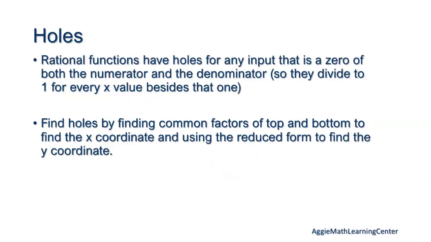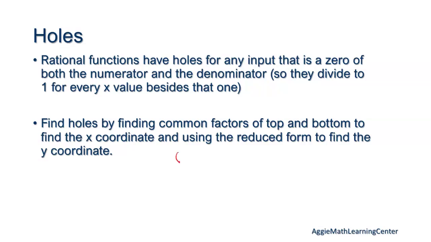So first of all, with holes, rational functions have holes for any input that is 0 of both the numerator and the denominator, so they divide to 1 in factored form. So you find the holes by taking the factored form of the numerator and the denominator, dividing, and if there are any factors that are the same, you can divide those to 1, and then you plug that value of the factor back into the reduced form to find the y value. And we'll do an example of this.